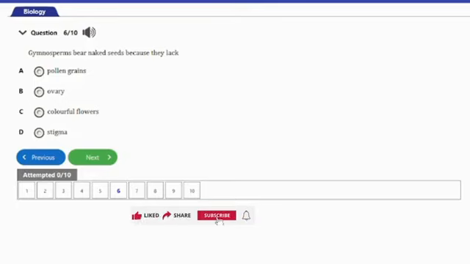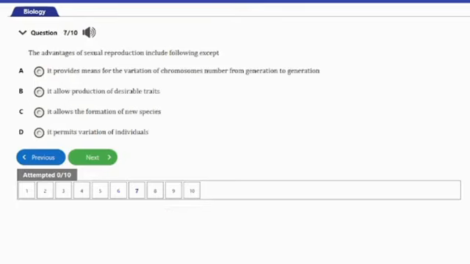Let's go ahead and consider the next question. Question number 7 here, it says, the advantage of sexual reproduction include the following except A, it provides means for a variation of chromosome number from generation to generation. B, it allows production of desirable traits. C, it allows the formation of new species. D, it permits variation of individuals.